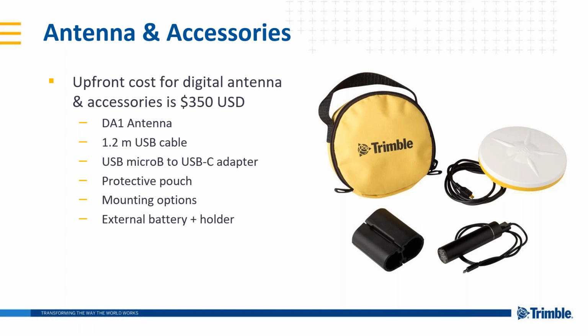in your region. And that antenna kit includes the antenna, of course, and then the cable that connects to the phone with an adapter as well, depending on the connector that's in your particular Android device. It comes in a fabric protective pouch, and then there are some different options to mount the antenna, as I'll show you on the next slide. And then to extend the life of the system in the field, it also includes an external battery and a holder for that battery as well.